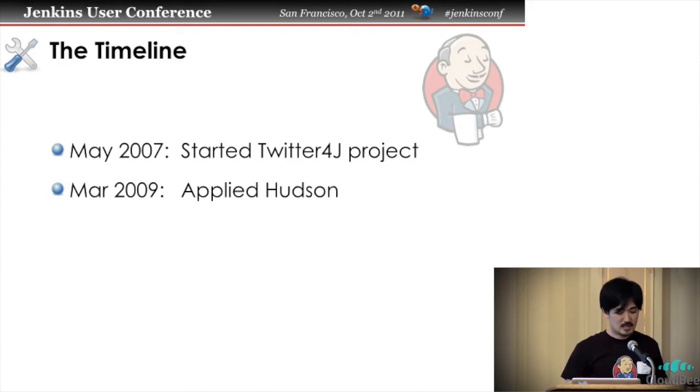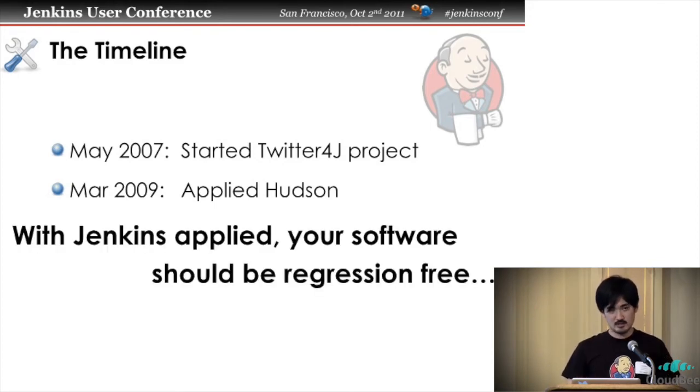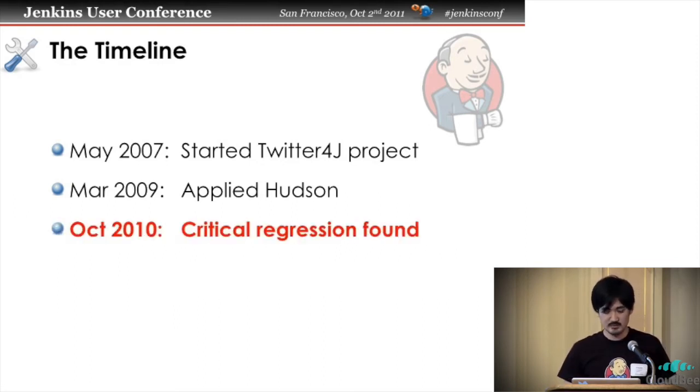But in October 2010, just 1 year ago, there was a critical regression found in Twitter4J. And here I'll tell how and why.